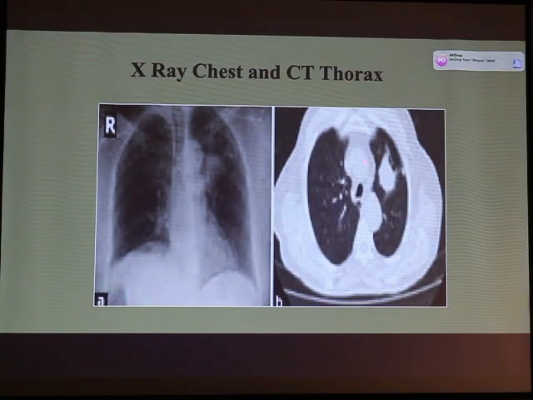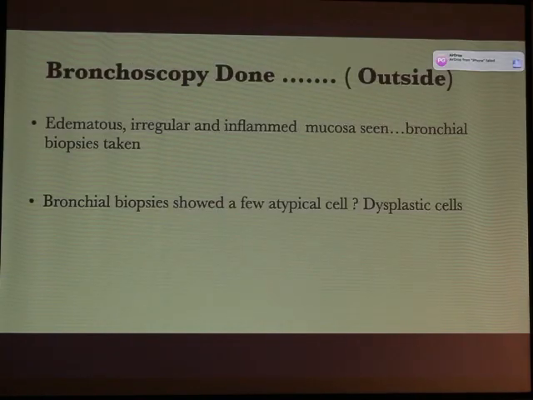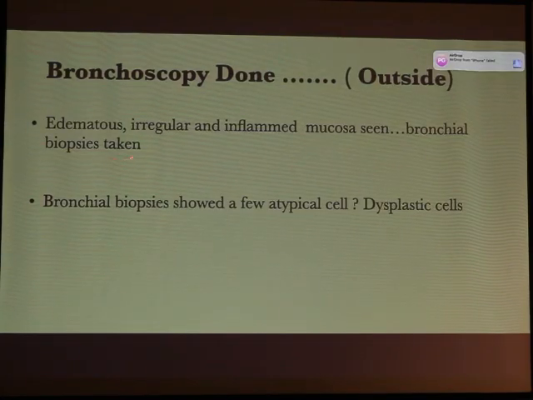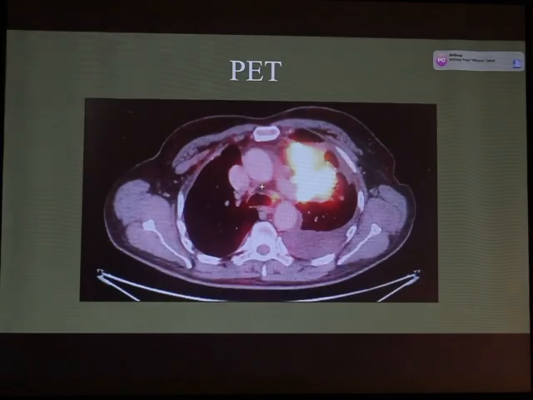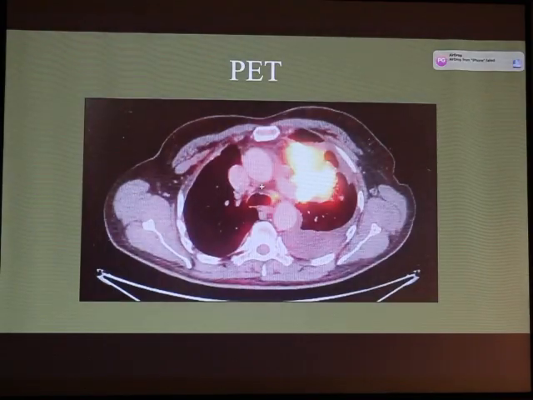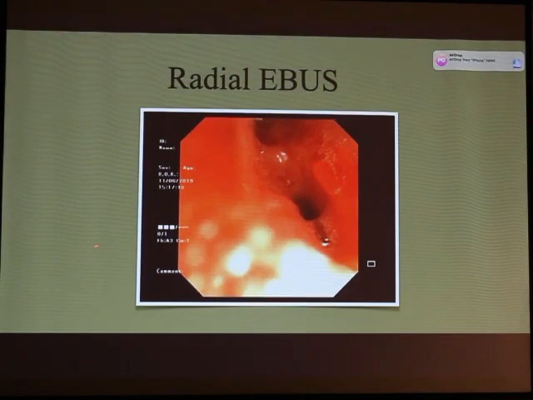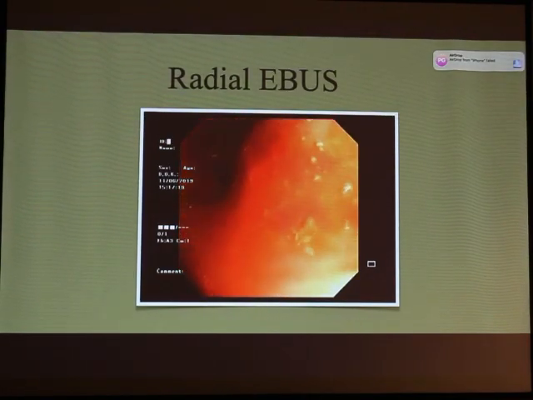We find a well-defined lesion which is not touching the pleura. By the time the patient presented, he had got a bronchoscopy done outside, which showed bronchial biopsy with a few atypical cells or dysplastic cells. So we wanted our attempt to be better than the previous attempt, so we get a decent sample. This was the PET. And so we chose our tool as radial EBUS.